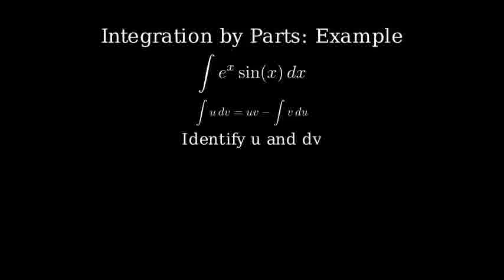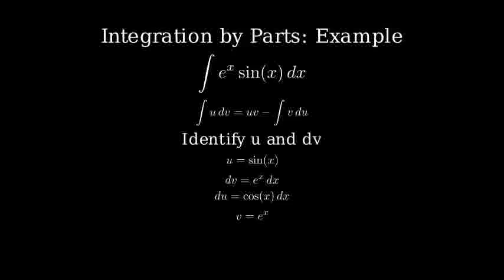Next, let's choose our components u and dv. Generally, we choose u as the function that becomes simpler when differentiated. For this problem, we'll choose sin of x as u and e to the x dx as dv. Now that we've chosen our u and dv, we'll find du and v by differentiating u and integrating dv.